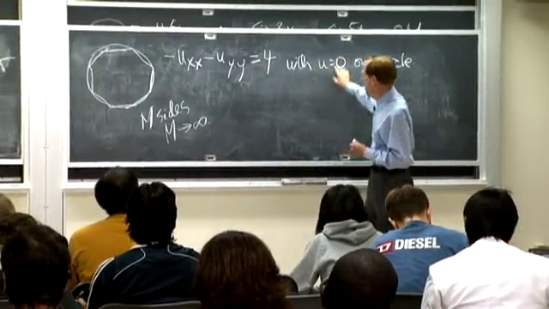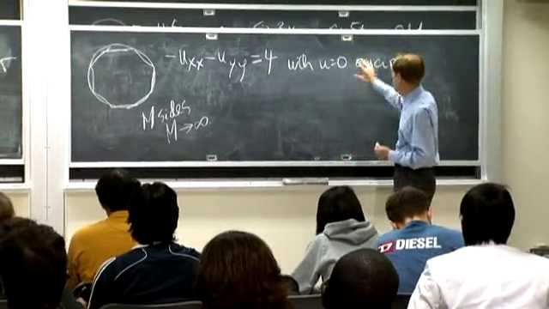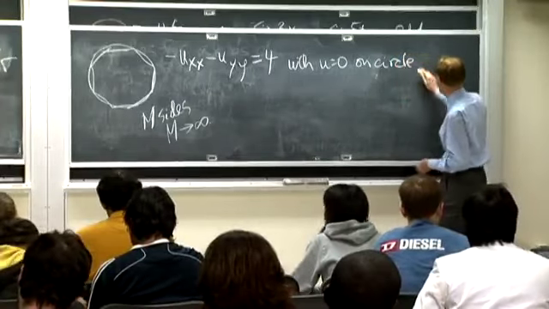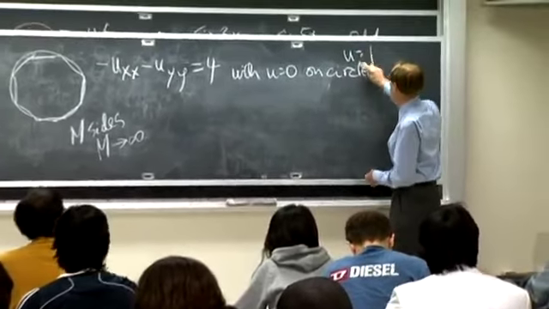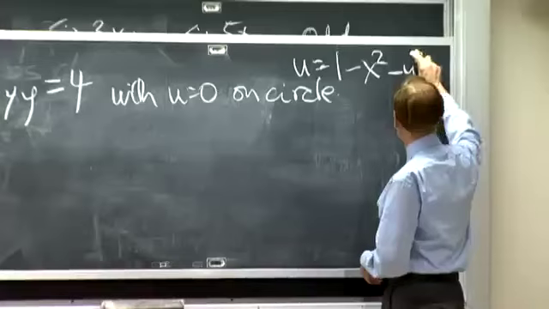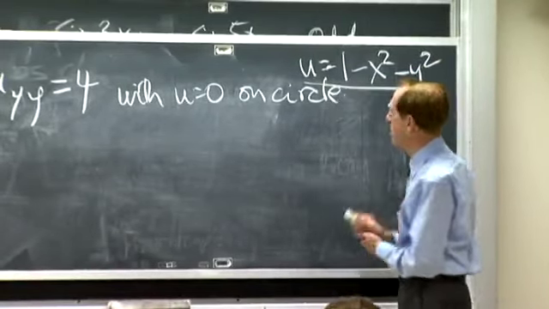So if I said everything there, we've got Poisson's equation inside. We've got u equals 0 on the circle, so the problem's well defined, and the solution should be 1 minus x squared minus y squared. Right. Okay, so that's the correct solution.